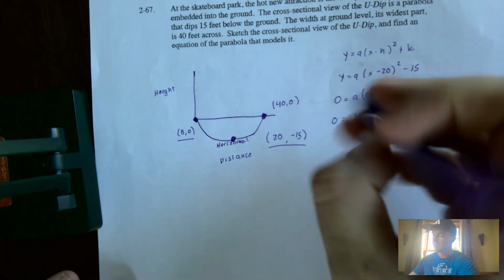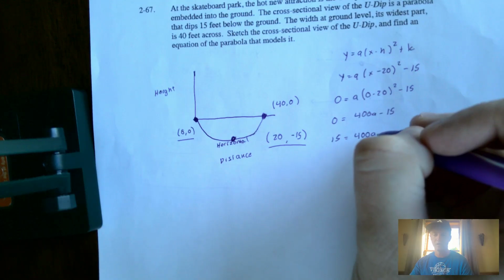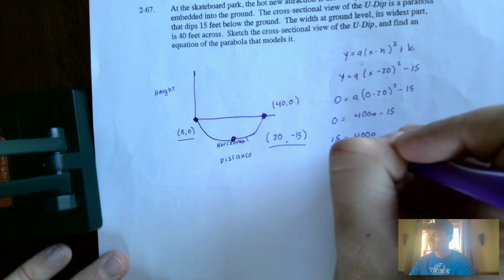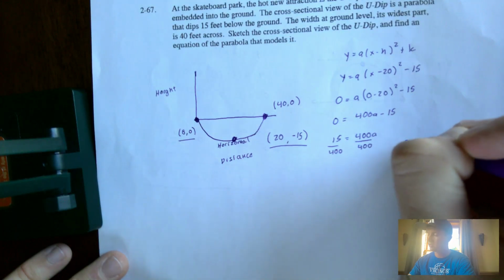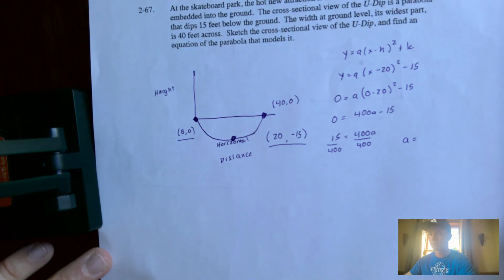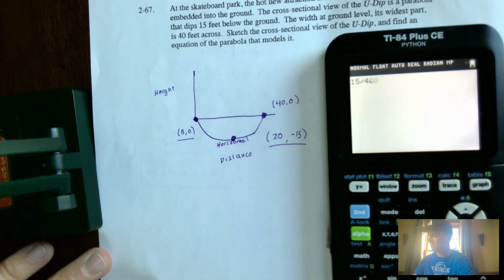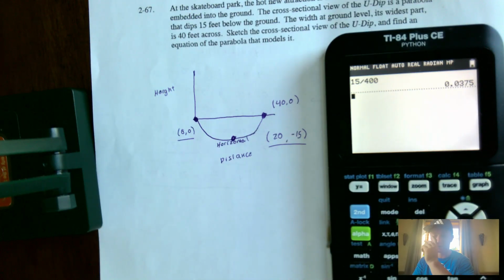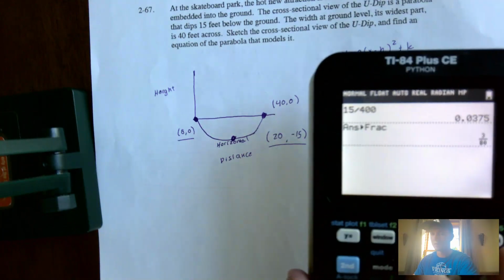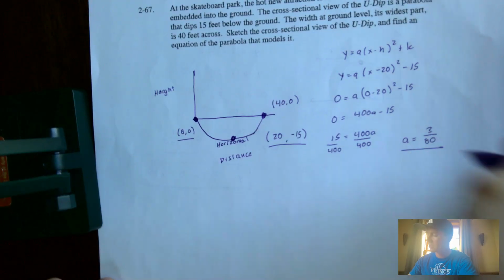Then you take that negative 15 and move it over. 15 is going to equal 400a. So we divide by 400 on both sides, and our a value is going to be 15 divided by 400. I'm going to do it in the calculator. If I divide that, I get a nicer decimal, so if you want to put that, feel free. Otherwise, we can hit the math button, fraction, hit enter, and we have the simplified form. So therefore, 3 over 80. I know it's kind of hard to read. So we can put that as our a value.